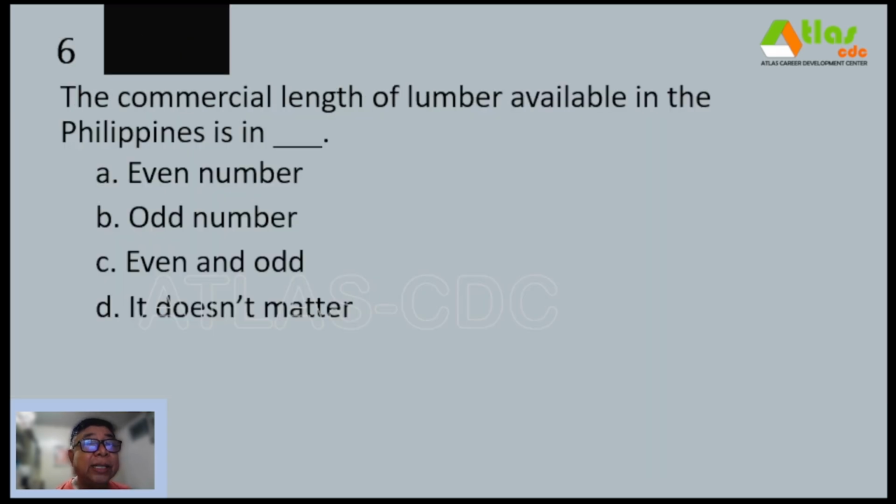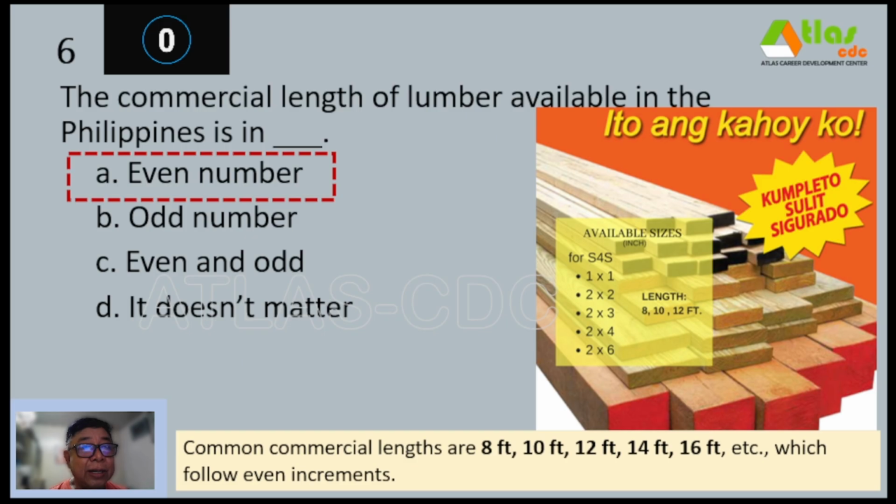Number 6, the commercial length of lumber available in the Philippines is blank. A, even number. B, odd number. C, even and odd. D, it doesn't matter. And our correct answer is letter A, even number. So common commercial lengths are 8, 10, 12, 14, 16 feet, etc. Each follow even increments.